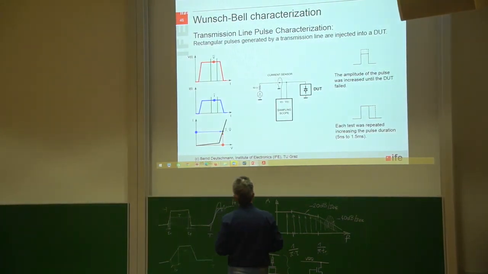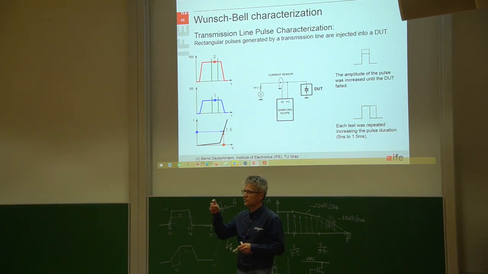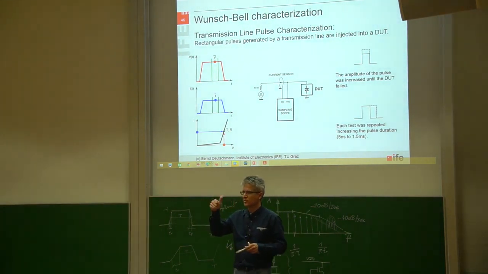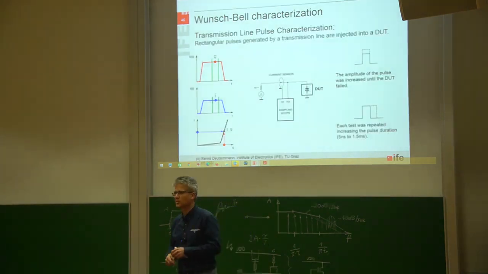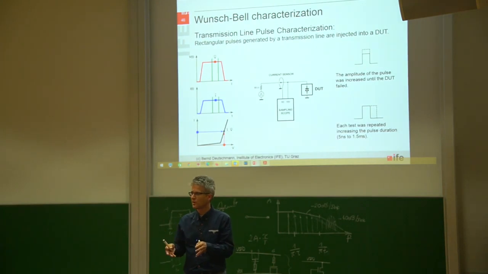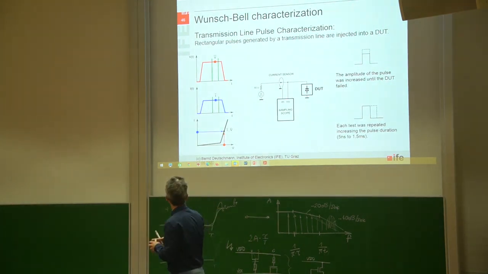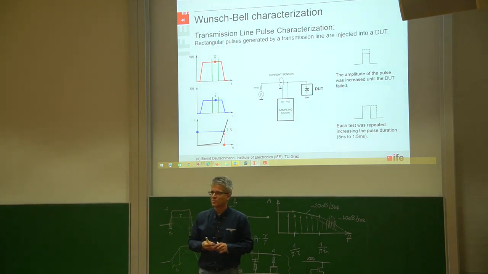And they were measuring the voltage across the diode and the current that goes into the diode. And this is all based on a so-called TLP system, a transmission line pulsing system. And this is a system that is generating very sharp rectangular pulses. The way the system is working can be further introduced in the lab.